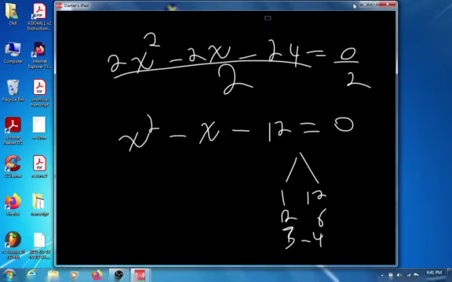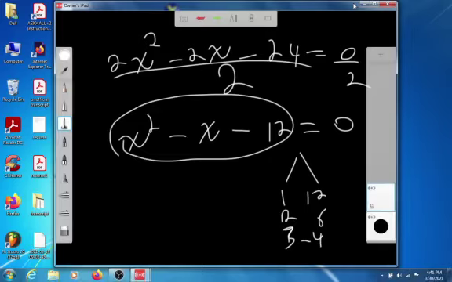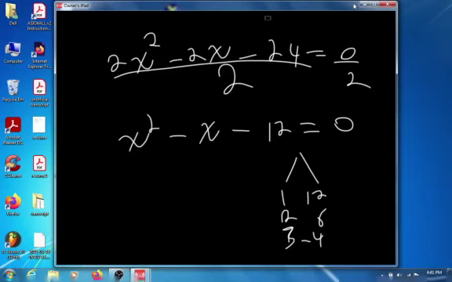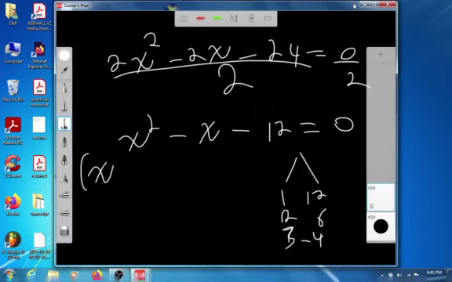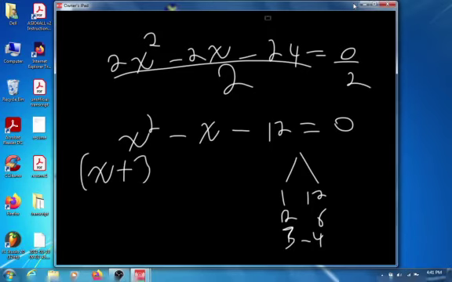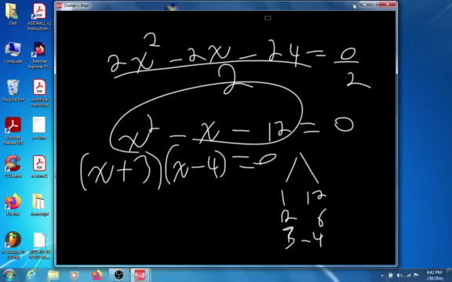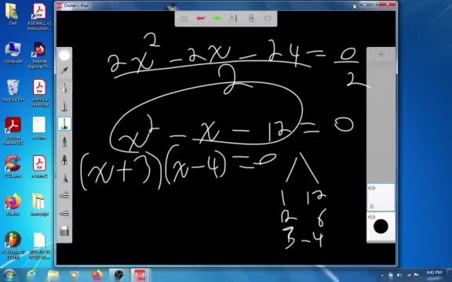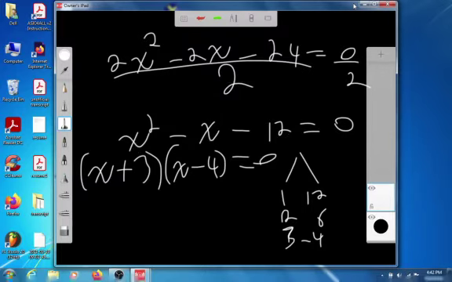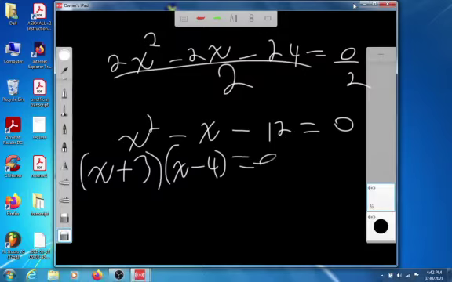So what we're trying to do is rewrite this in the form of a product of two binomials. So this right here can be written as x plus 3 times x minus 4. So this and this are the same thing. They're just rewritten versions of each other. And to show why, let me erase this to make more room.